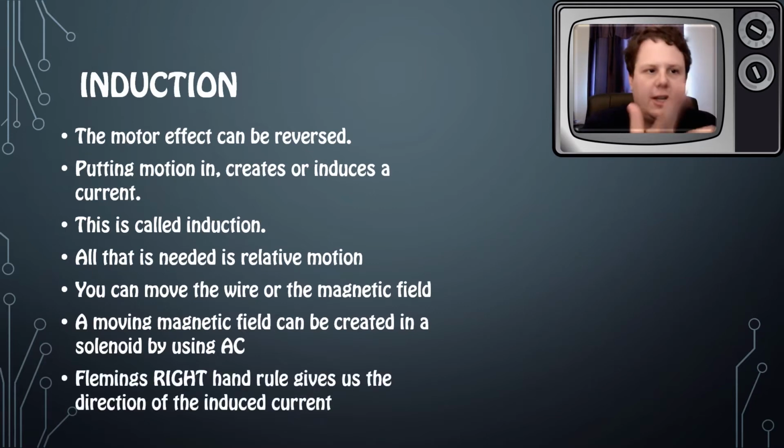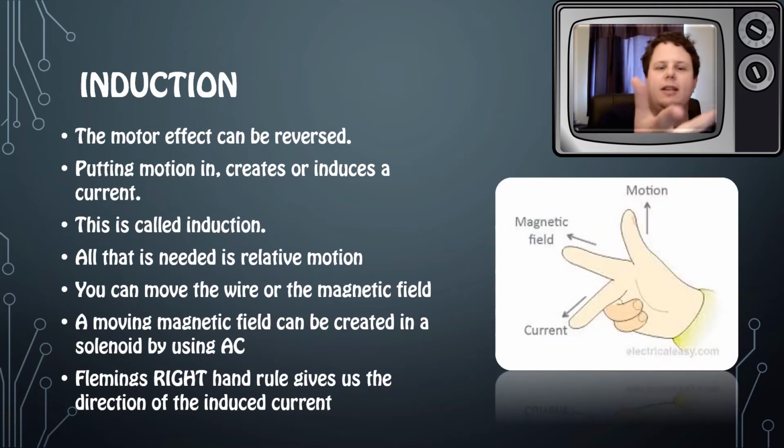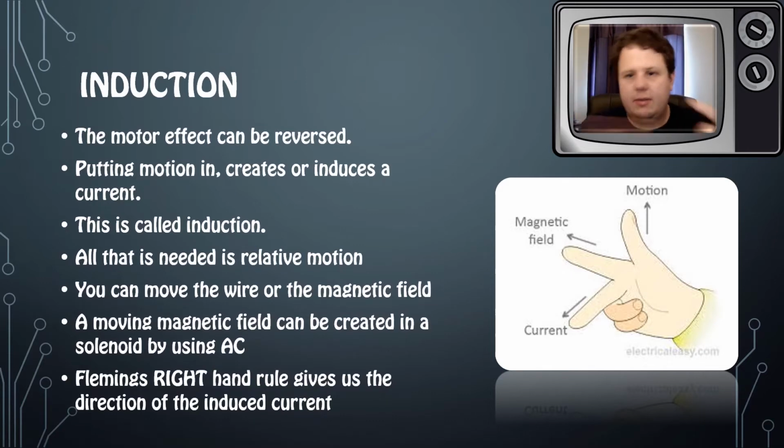Now Fleming's right-hand rule gives us the direction of the induced current, exactly the same as the left, but this time using our right hand. We have our field, our motion and our current. It's the other hand because it's reversed.